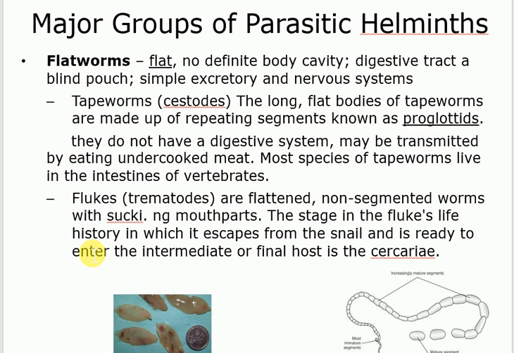They do not have a well-defined digestive system, these flatworms, because why? They are flat. They don't have a cavity. They cannot have a well-defined digestive system. They have a blind-ended pouch. That's it. Just a pouch that is blind-ended, because something comes in and out. Okay? They just have a simple excretory and nervous system. Just a little bit of those.